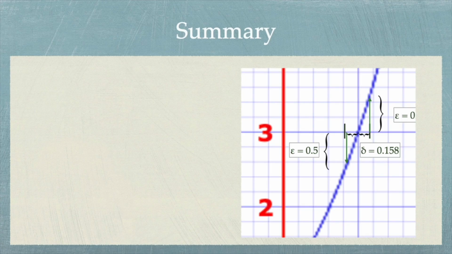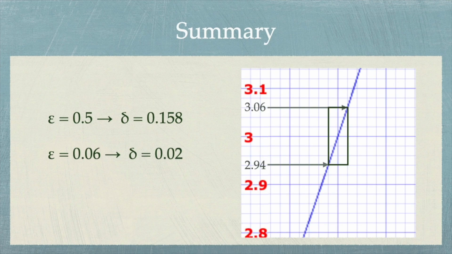So in summary, we found that when epsilon is 0.5, delta is 0.158. We found that when epsilon is 0.06, delta is 0.02. But remember, for the limit to be proven, we must provide a delta for each epsilon. How do you do this, you say? Well, look at my video that talks about proofs. It's going to involve some algebra.